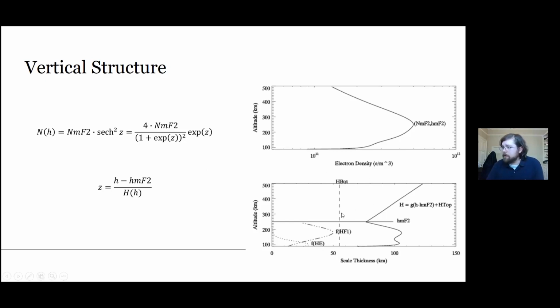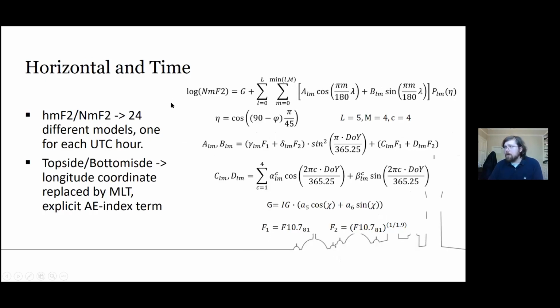Yeah, so this leaves us with a number of parameters that we need to define the vertical structure of the model that we then need to specify horizontally and in time. To do that, we didn't really do anything particularly clever. We just used spherical cap harmonics given here, where this is your longitude coordinate and this is your latitude coordinate. The Gauss coefficients of these spherical cap harmonics are expanded in terms of a Fourier expansion in day of year to get us our seasonal variability.